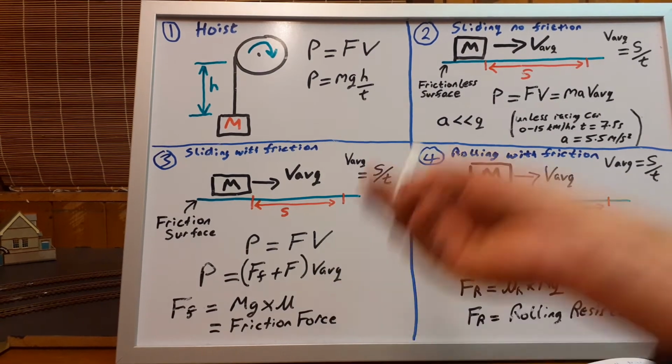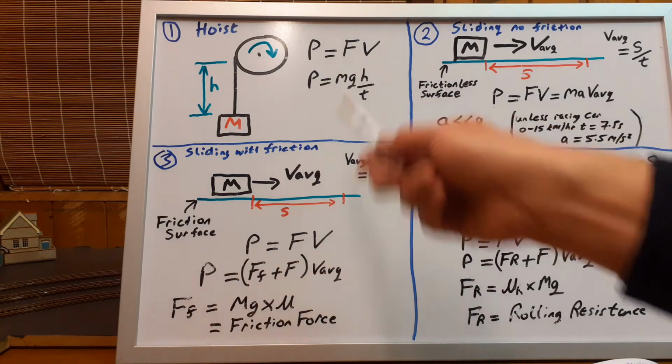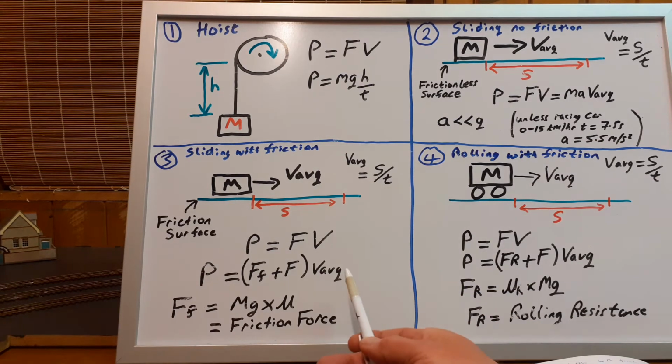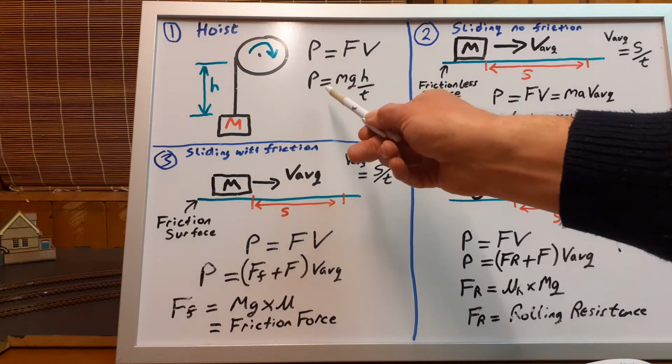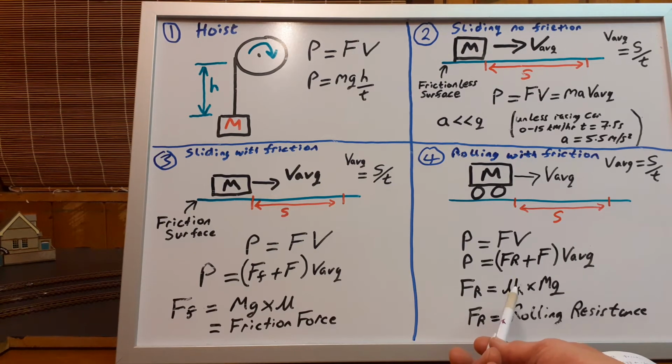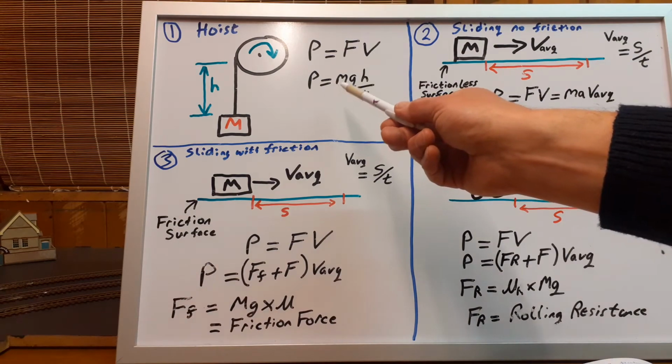So when I compared these four scenarios, sliding with friction and rolling with friction, I found that with friction the power requirement was 0.01077. That's almost a fifth of the power requirement of the worst case scenario, the hoist. And with the rolling friction, I found that the wattage requirement was 0.00469, which is 1/10 of the power requirement of your worst case scenario.